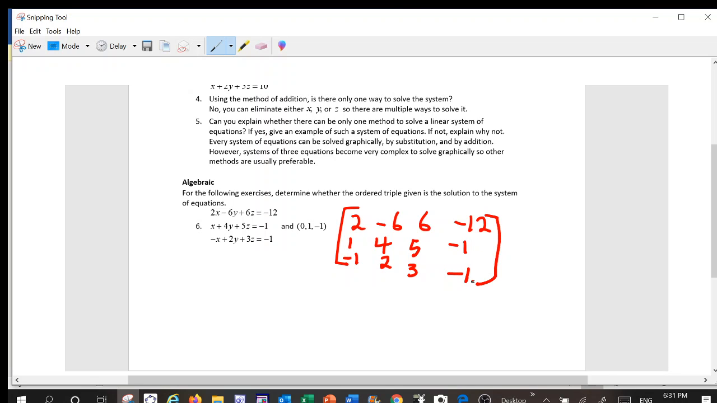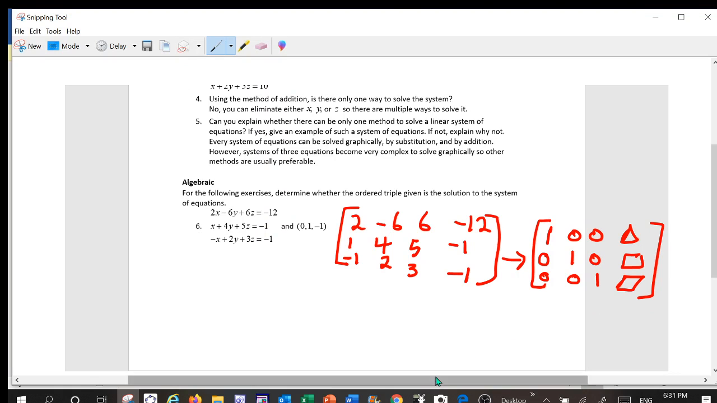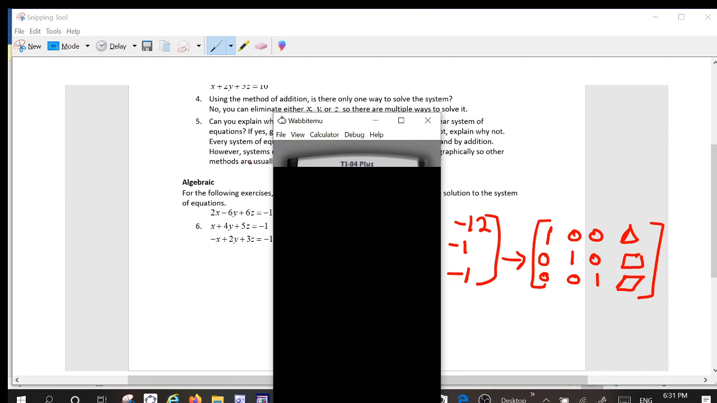There. And we want to convert that to 1 for x and 0 for y and z, and then some number here. And then 0 for x, 1 for y, and 0 for z, and some number here. And then 0 for x, 0 for y, and 1 for z, and some other number here. We want to convert it to that, and we know how to do that with the calculator.